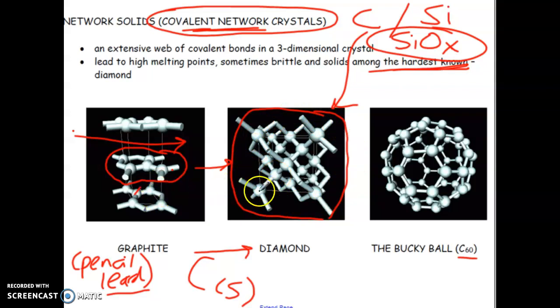Okay, so I don't really expect you to know the ins and outs of this. You're not going to be drawing these patterns for me, but you should be able to kind of compare the different solid types to one another based on their properties.